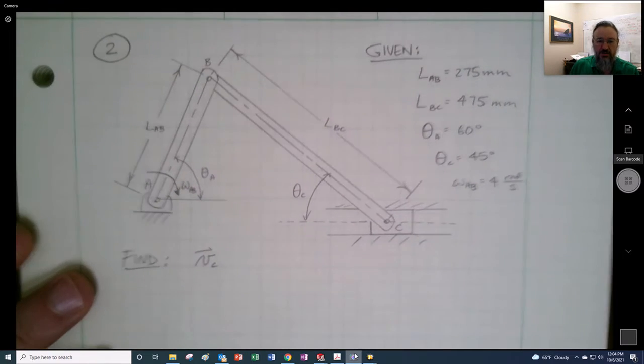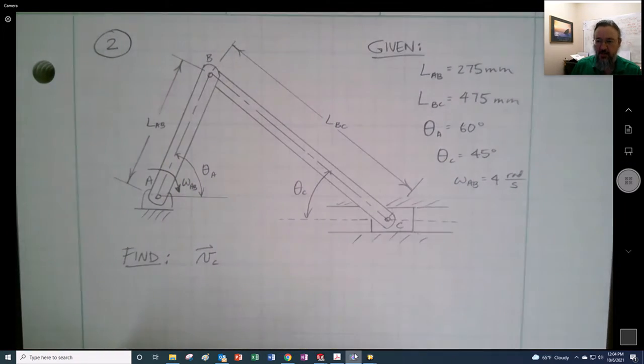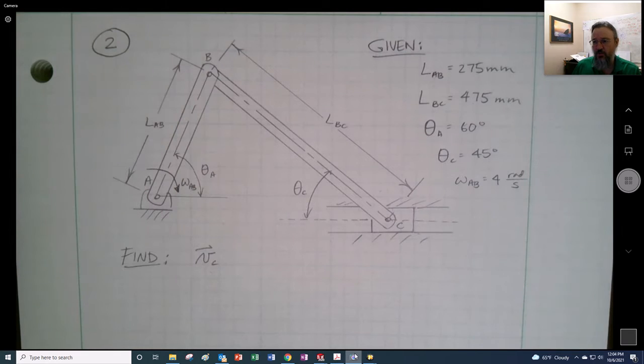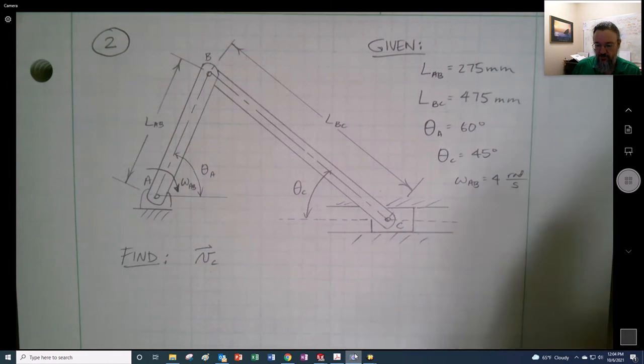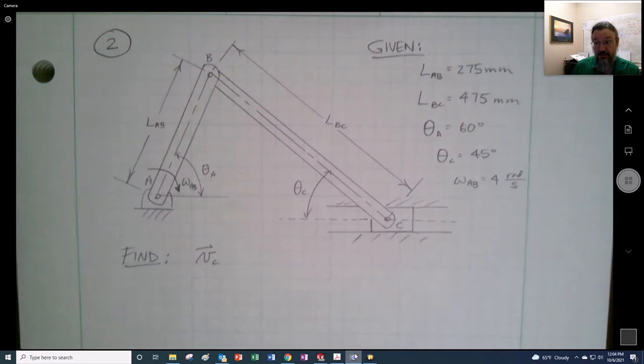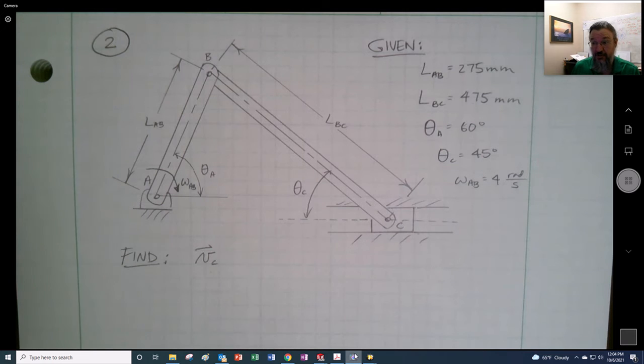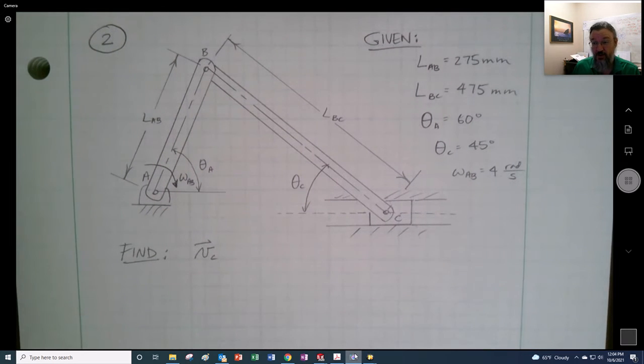And this time we're going to find the velocity of C. But like in problem 1, we used vector math. This time we're going to use the 3-diagram method, and we're going to get practice doing this. We need a lot more practice. We only have 2 homework problems, so we're going to have to get really good at vector math and really good at this 3-diagram method.